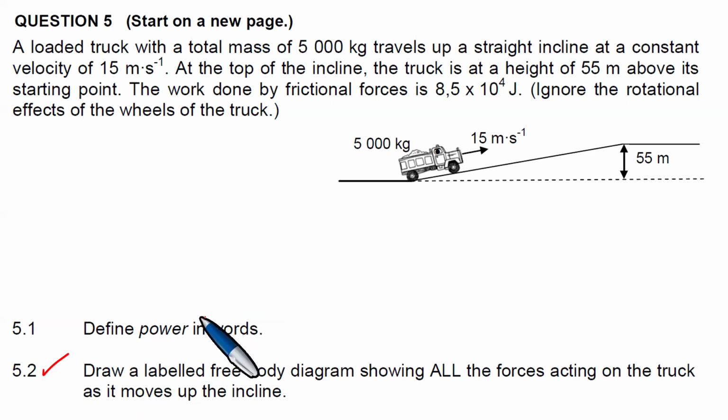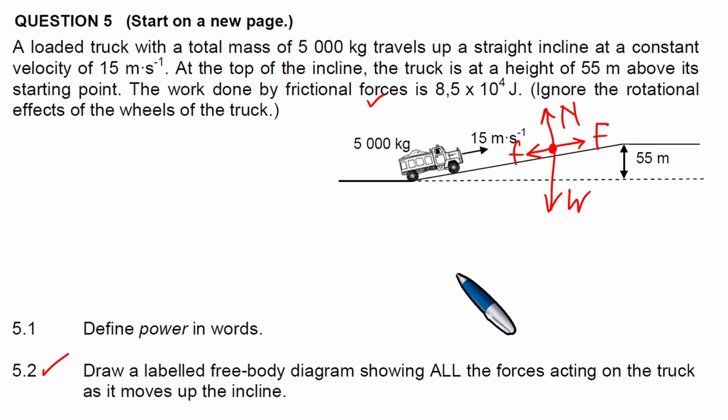A couple of forces are at work here. When the truck is going up the incline, there is the weight of the truck, and because there is work done by friction forces, there is friction in the opposite direction. You also have the applied force going uphill, and the normal force, which is the force exerted by the surface on the truck. That is extremely important for us to take note of.